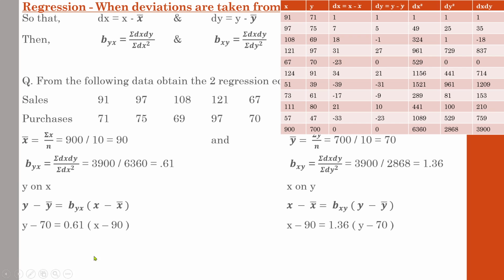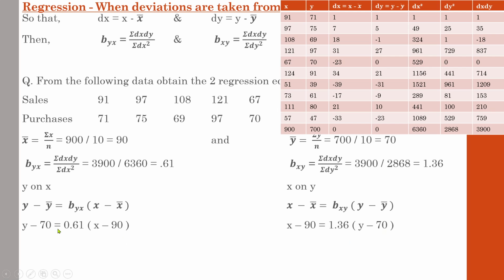So y minus mean of y, which is already found to be 70, equals byx, already found as 0.61, into x minus mean of x, which is 90. Similarly, in the case of x on y, here x we don't know, so x minus 90 equals bxy, which we already found as 1.36, into y minus mean of y, which is 70.